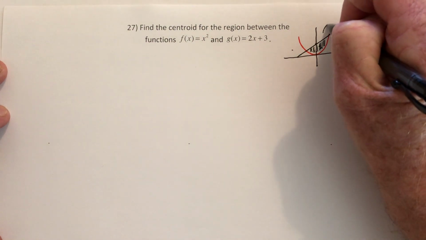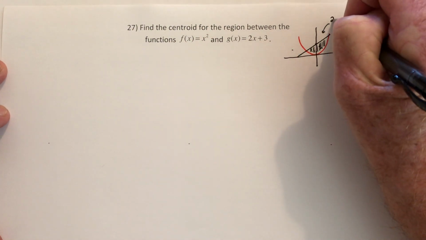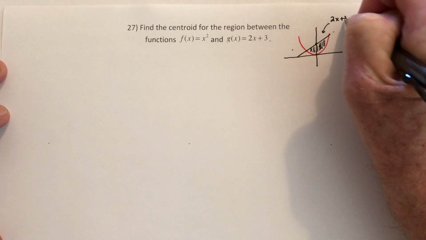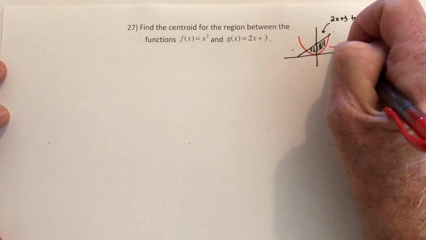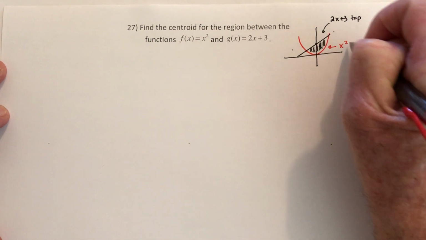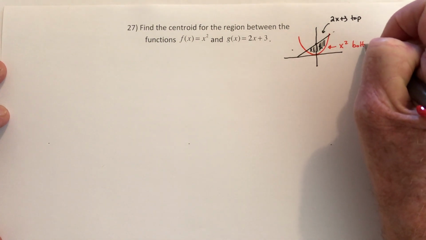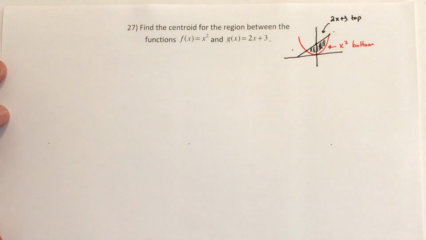Okay, so we have that the top function is the 2x plus 3. And then the parabola is on the bottom. And then we get to set up and do 3 integrals.